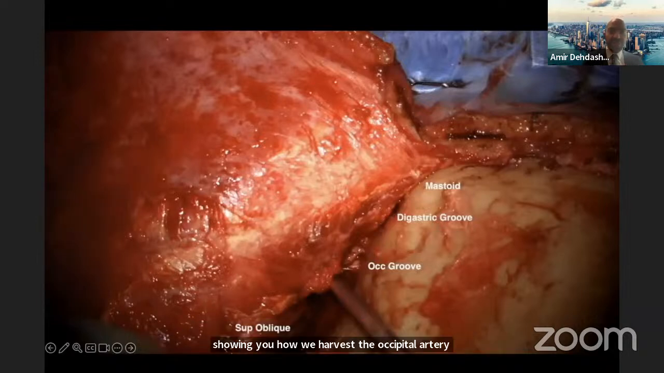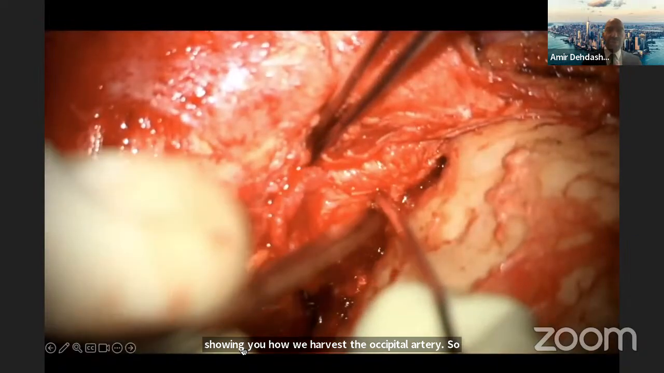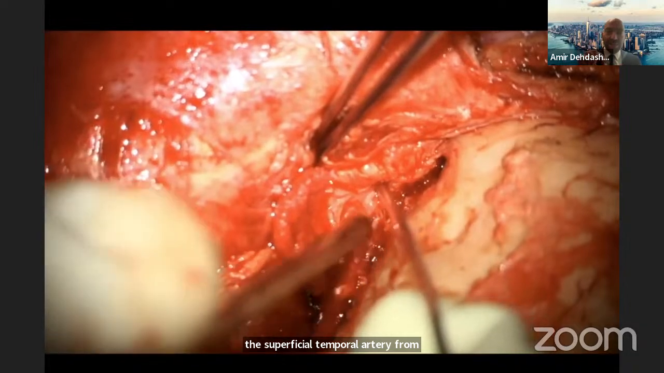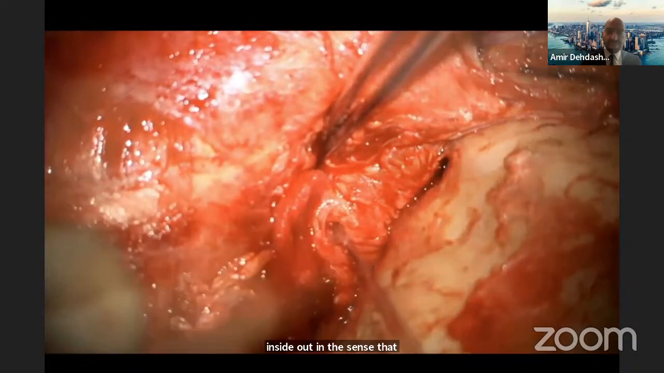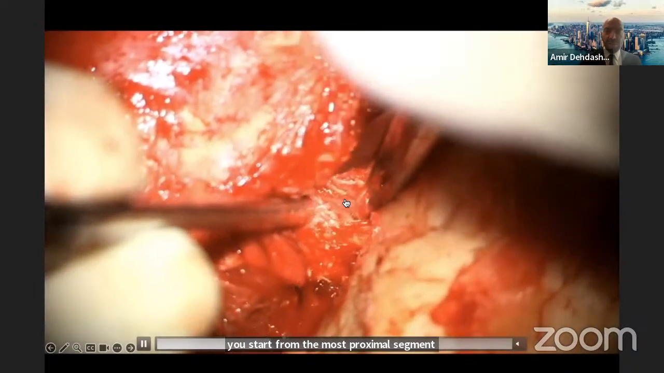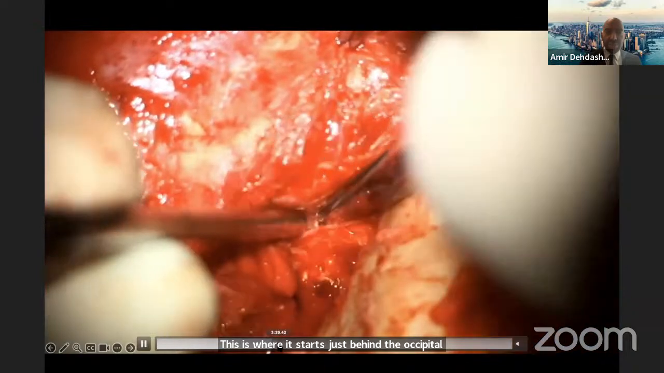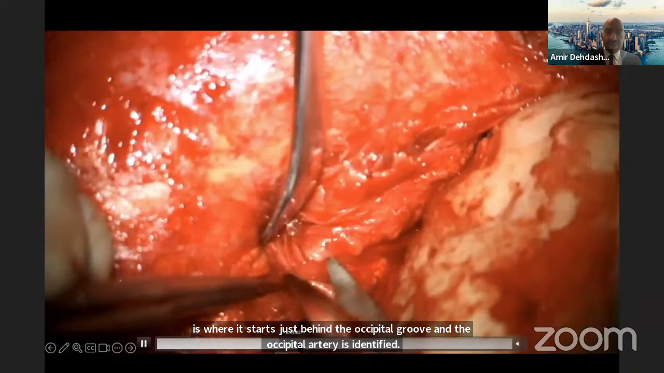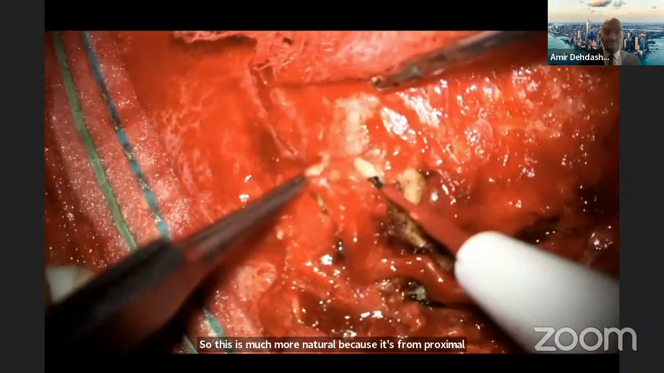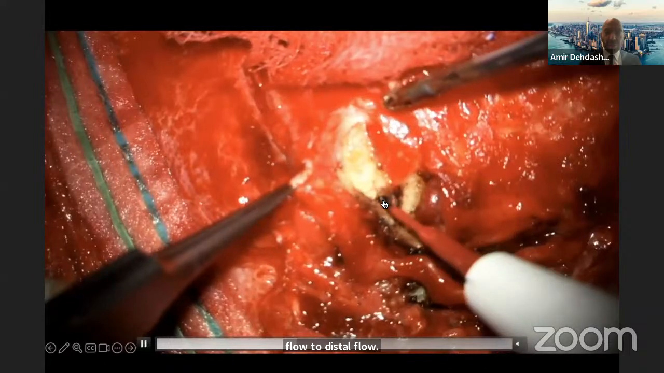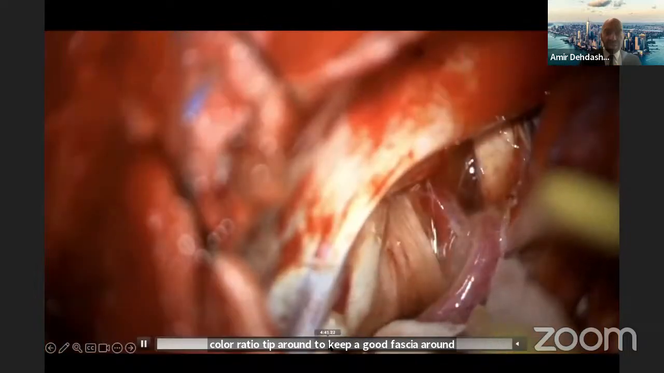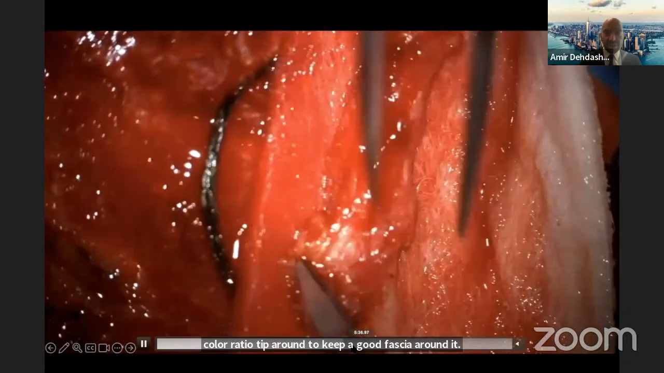So harvest the occipital artery the same way that we do the superficial temporal artery, from inside out, in the sense that you start from the most proximal segment. This is where it starts, just behind the occipital groove, and the occipital artery is identified, and then we just dissect it out and follow it. So this is much more natural because it's from proximal flow to distal flow, and you use the Colorado tip around it to keep a good fascia around it, and that will give you a very nice occipital artery. Here you can see that's the occipital artery you have.